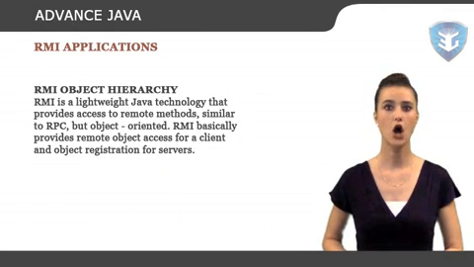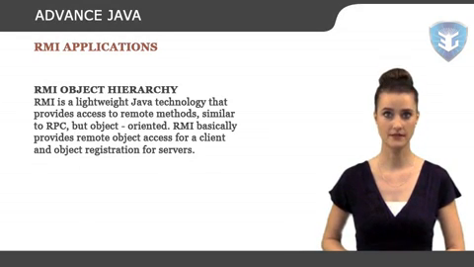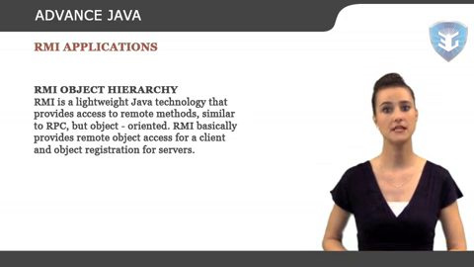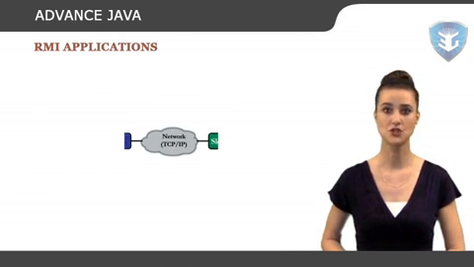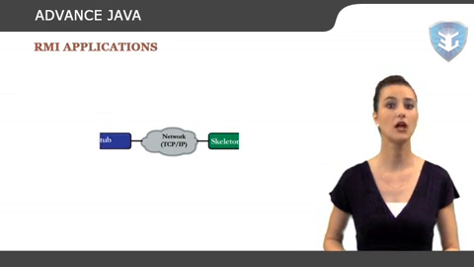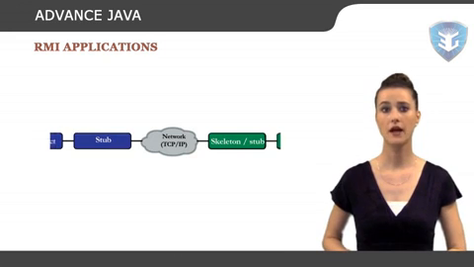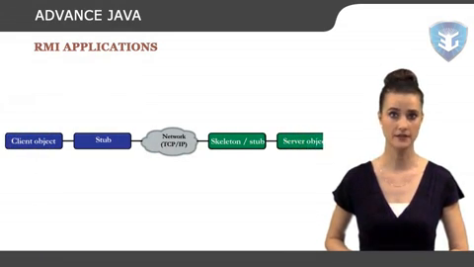Let's understand the RMI object hierarchy. RMI is a lightweight Java technology that provides access to remote methods, similar to RPC, but object-oriented. RMI basically provides remote object access for a client and object registration for servers. RMI is a Java technology since it requires that client and server objects run in a JVM. By using IIOP as transport protocol, however, it is possible to connect RMI clients to non-Java server objects.